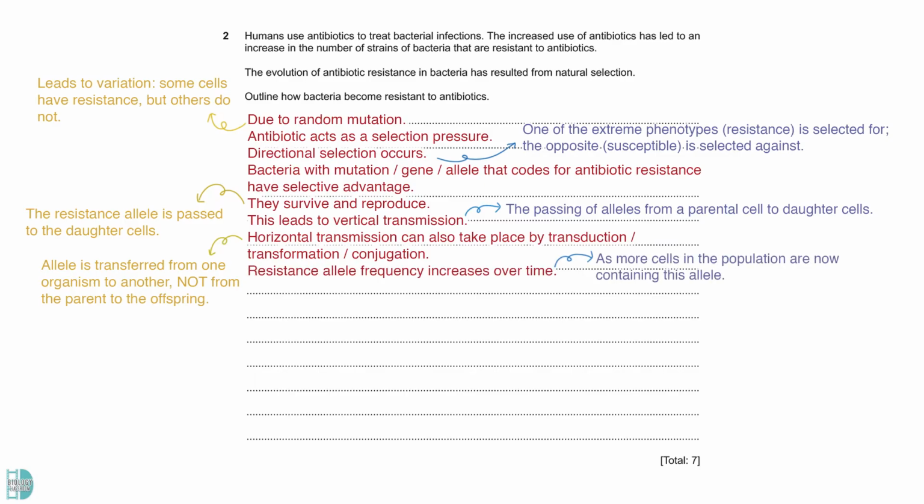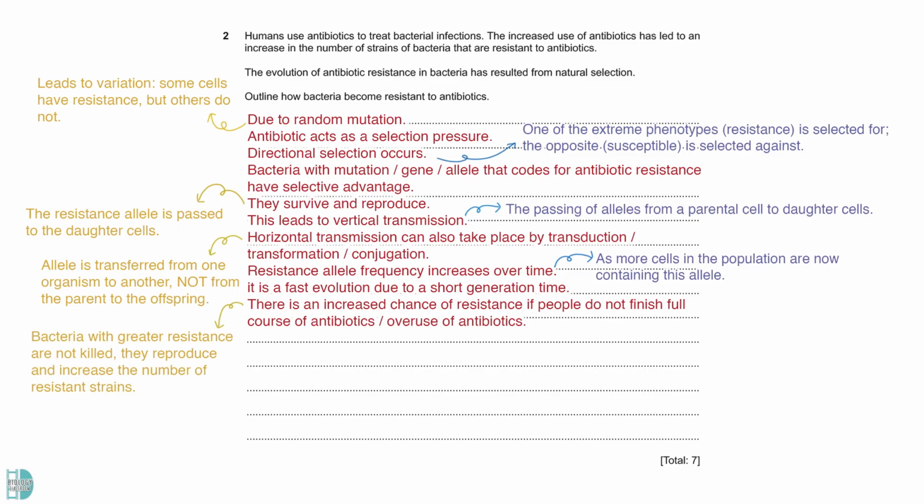The transmissions cause the resistant allele frequency to increase over time, as more and more cells are now containing this allele. It is a fast evolution due to the short generation time. There is an increased chance of resistance if people do not finish the full course of antibiotics. This is because those bacteria with a greater resistance are not killed when we stop taking antibiotics halfway, and they will reproduce and increase the number of resistant strains. It can also happen when there is overuse of antibiotics.